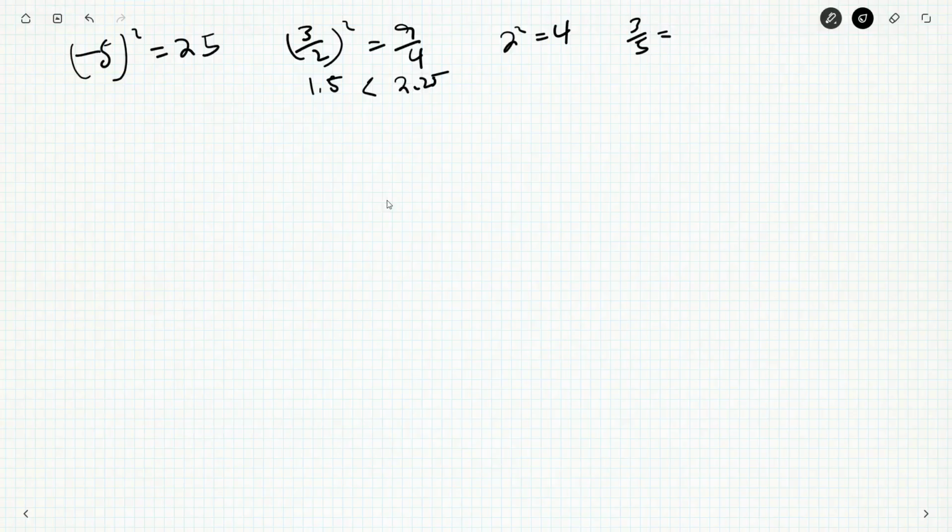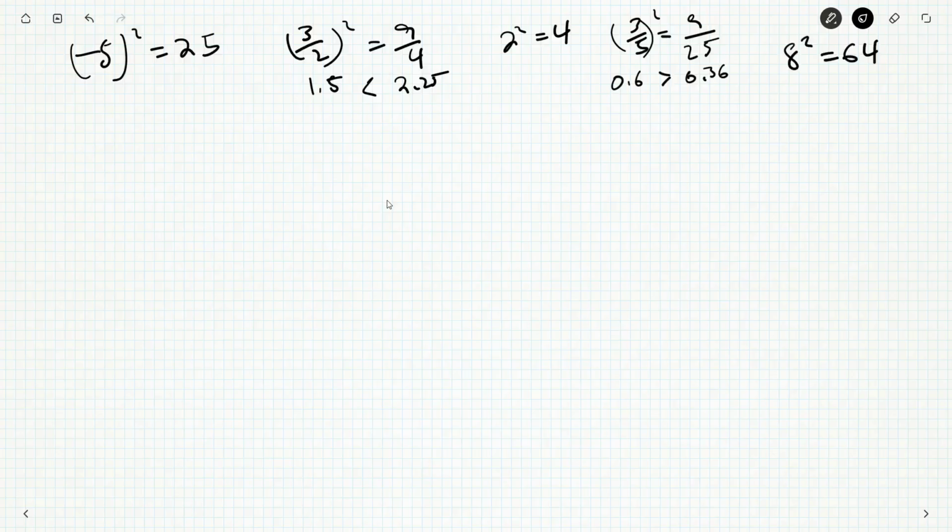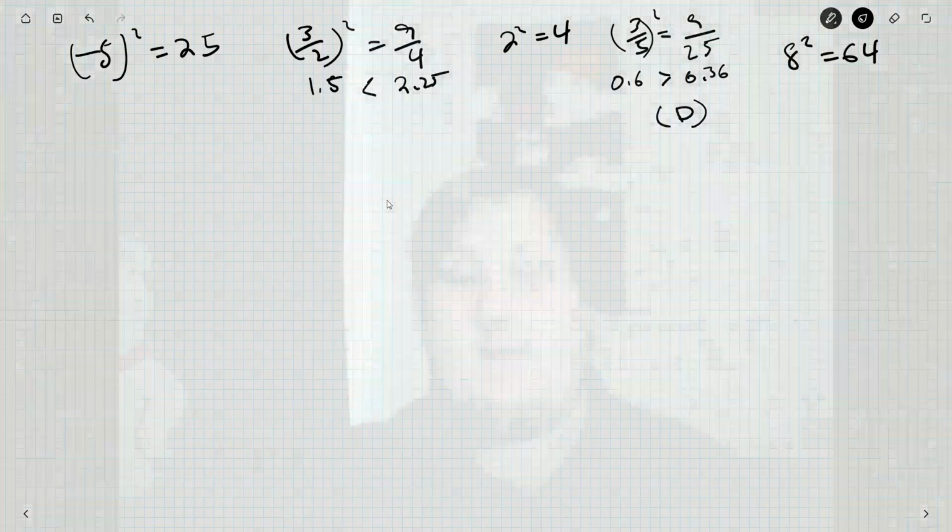3/5 squared is 9/25, which is actually less. This one is about 0.6, and this one is 0.36. So that tells you D is the answer. And then you can do 8 squared is 64, and that just shows you that you really did everything right, and the answer is D. And you can do it that way. That'd be fine. No one would blame you. It's probably pretty quick, especially if you got your calculator and you're good with your thumbs and fingers.